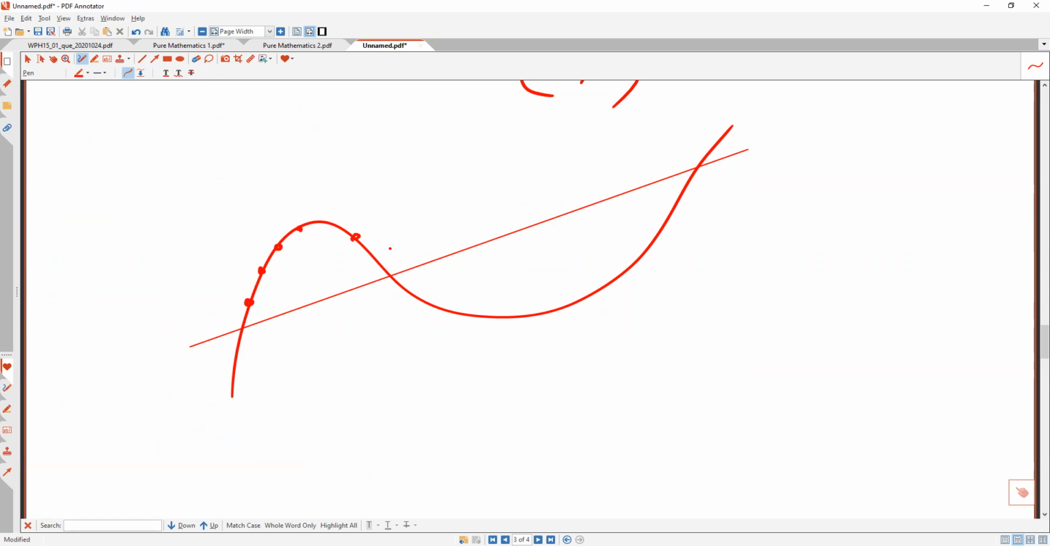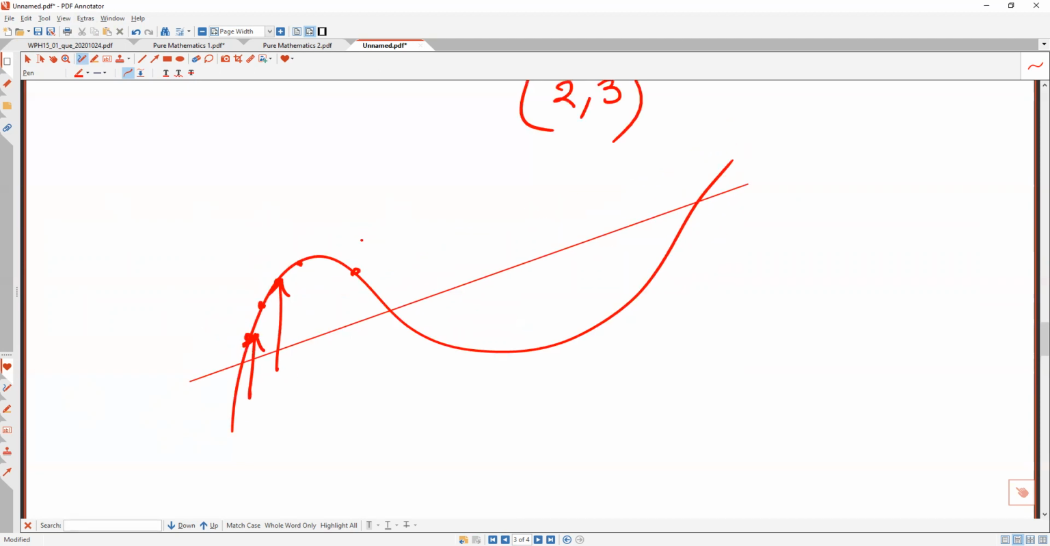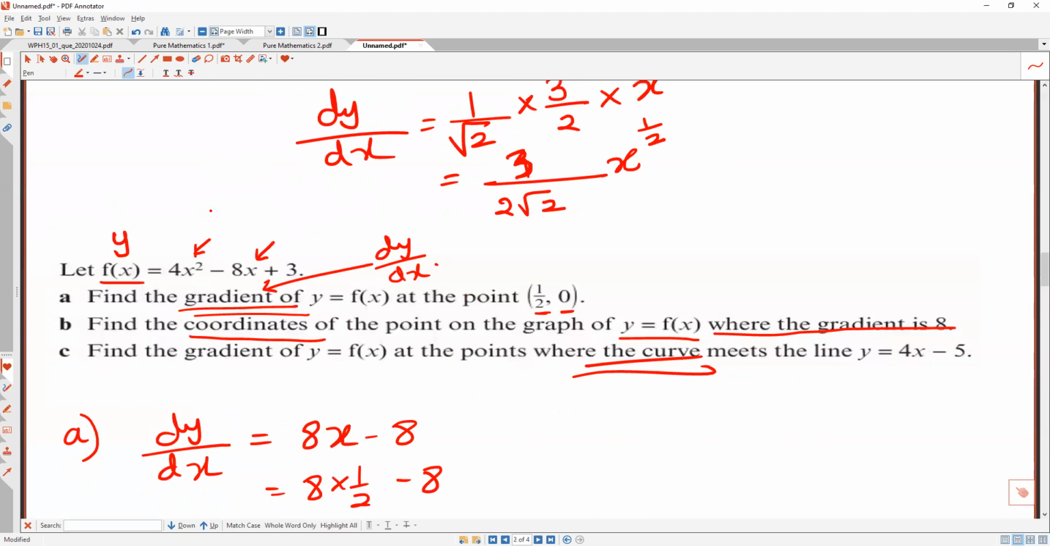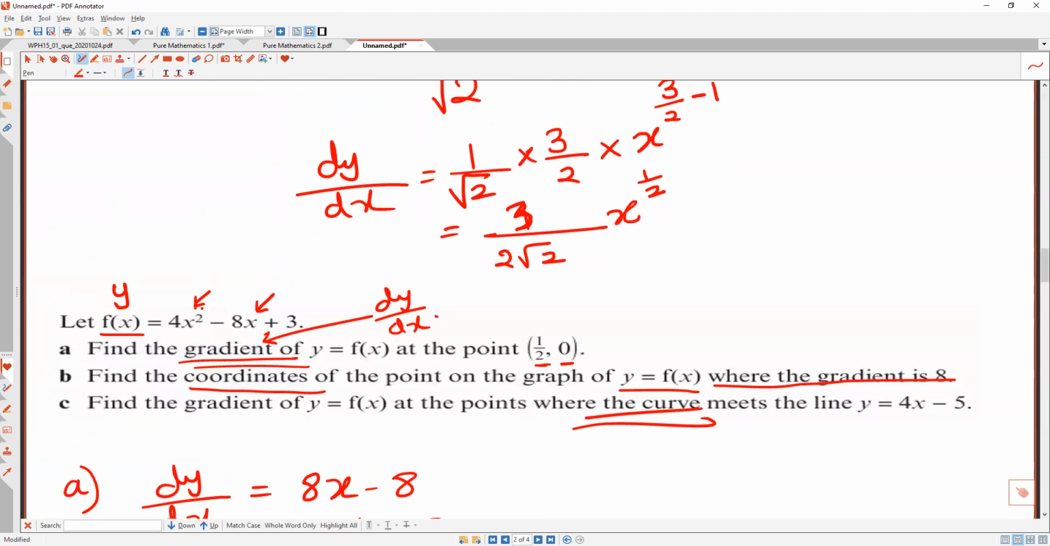So if they ask what is the gradient at x equals 2, or at x equals 4, you have to use dy by dx. Okay, now let's go to the question again. Find the gradient of y is equal to f(x) at the point where the curve meets the so and so.